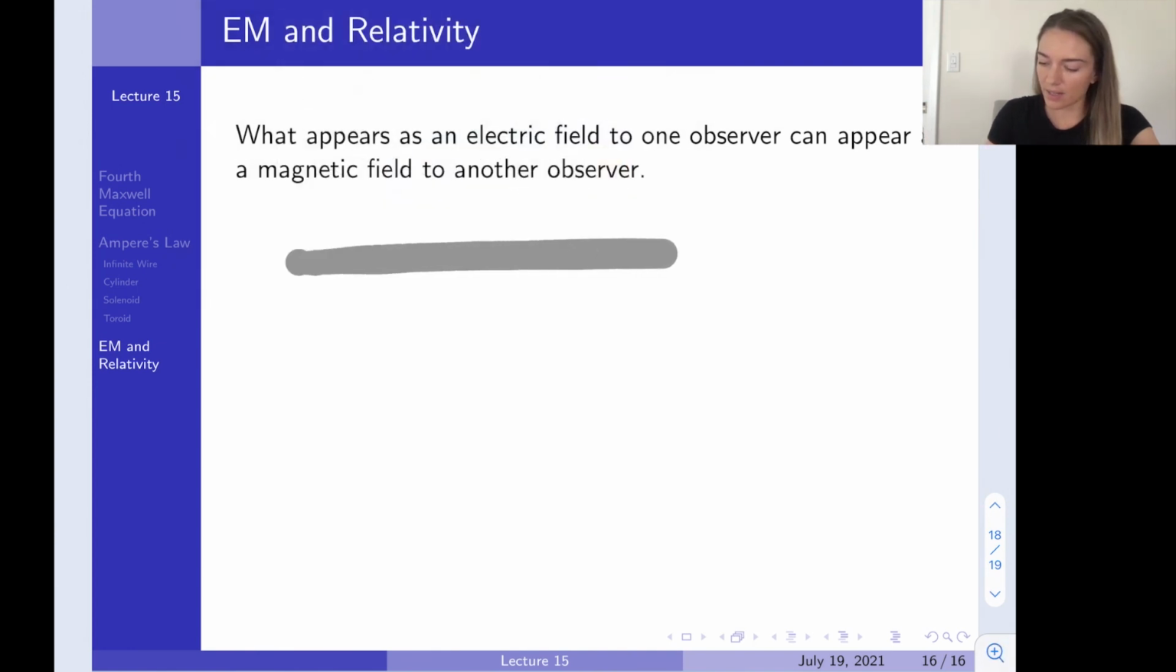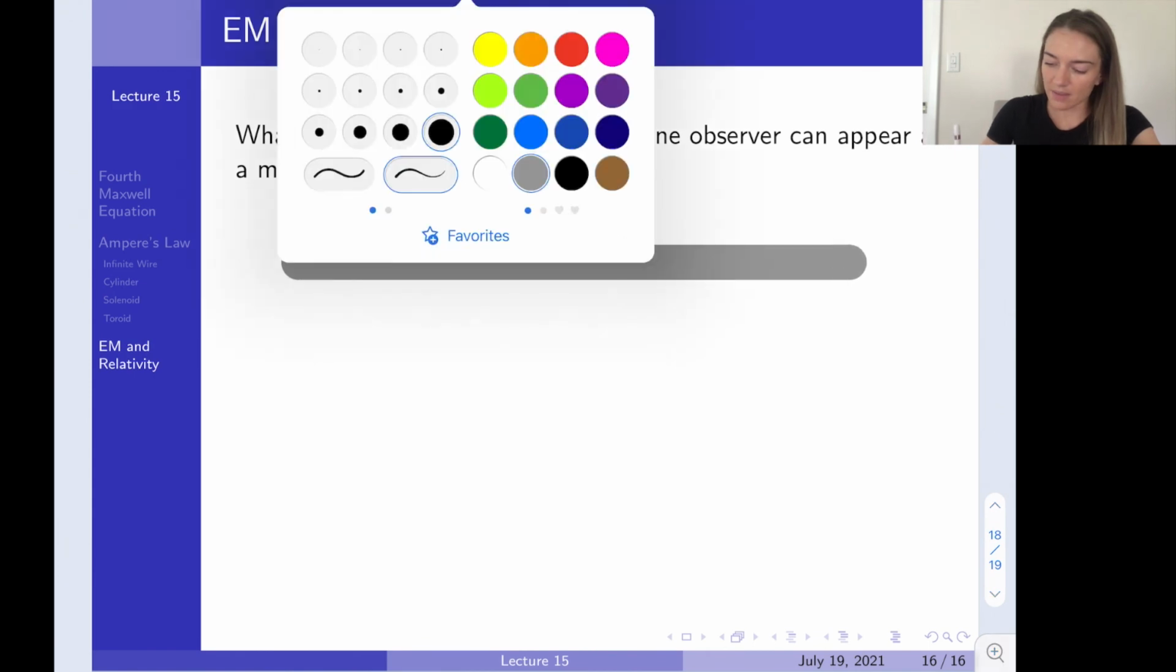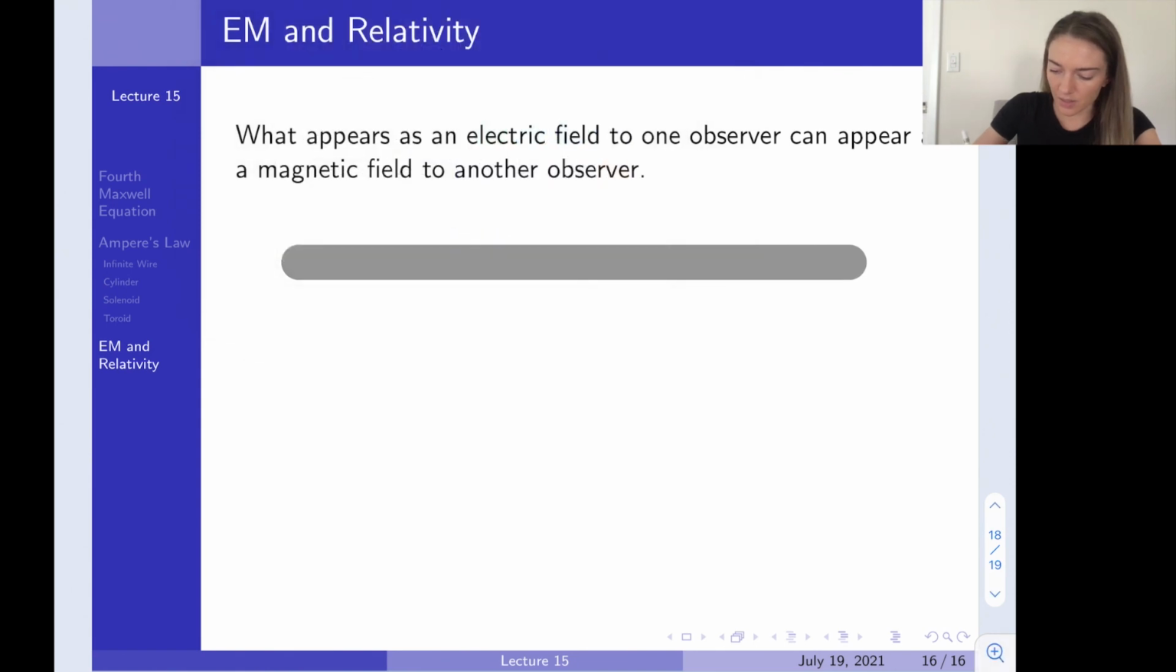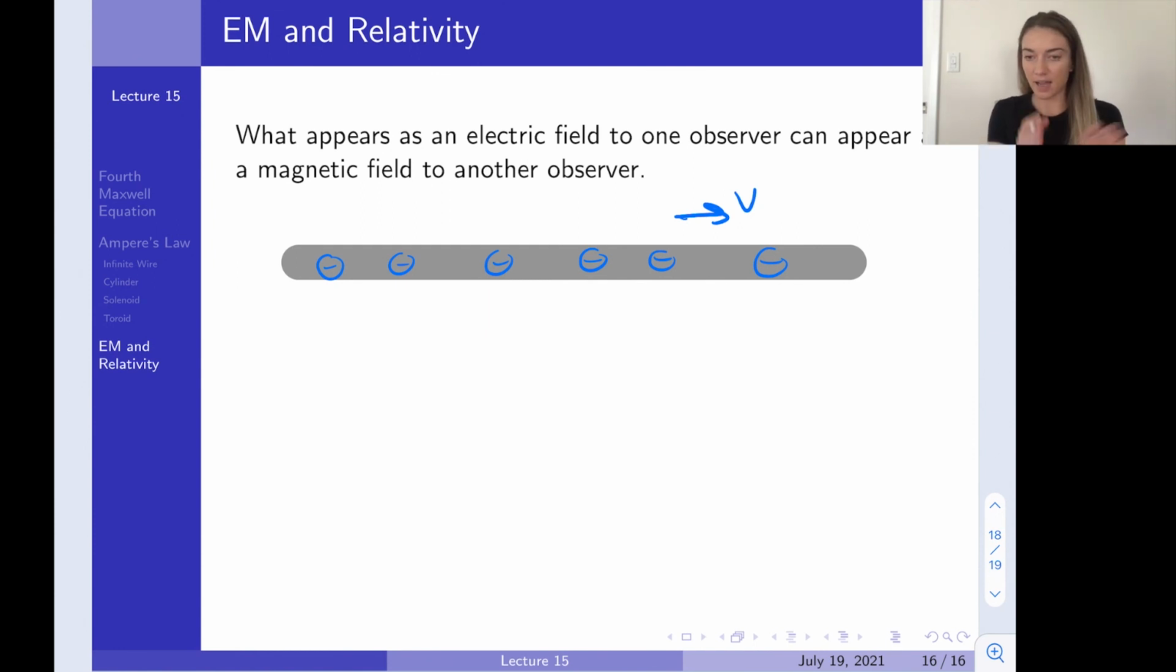So let's think of a really easy, simple example. Let's think of a current carrying wire first. If I have some current carrying wire, and let's say it has a bunch of electrons in it, and they're moving with some velocity down the wire to create a current. Now, if I'm sitting still and I just watch this current go by me, all these electrons going by me at some velocity v, I know that I'm going to see a magnetic field that looks like this, because that's what we just solved for, the current carrying wire.